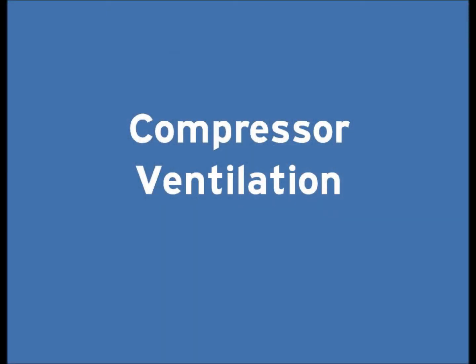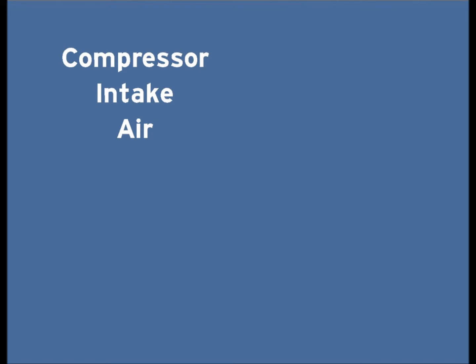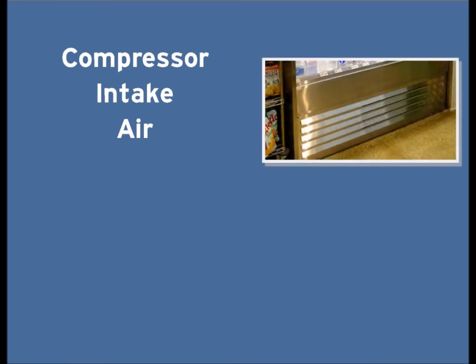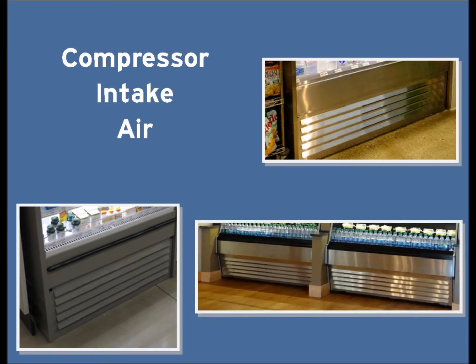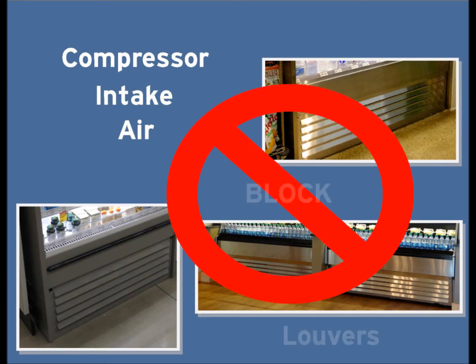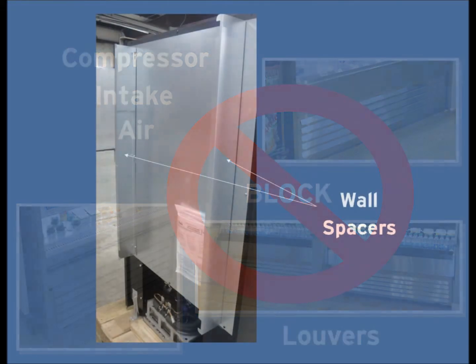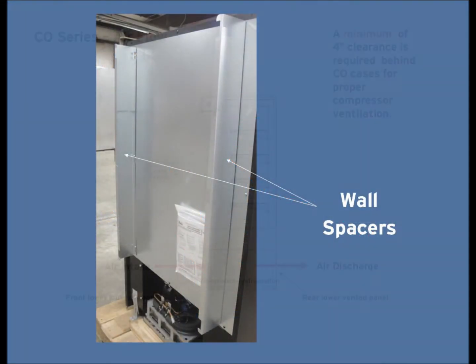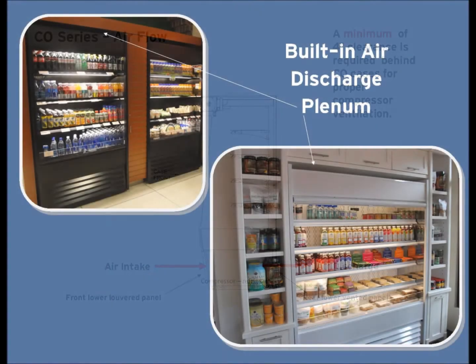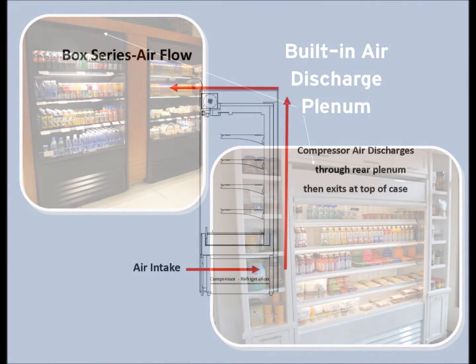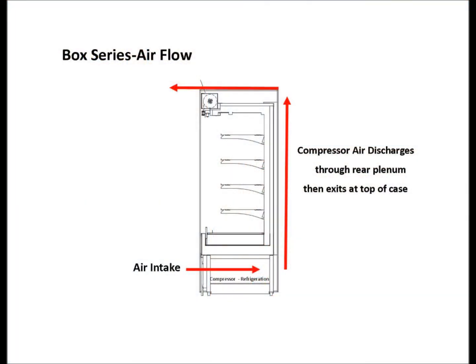Compressor ventilation. Intake air for our refrigeration systems is through the louvers in the front or rear panel, depending on the style case you purchased. So it's important not to block louvered areas. CO cases need wall spacers to ensure proper rear ventilation. The box models can be closed in because of their built-in air plenum.